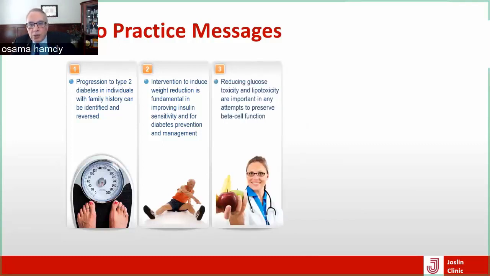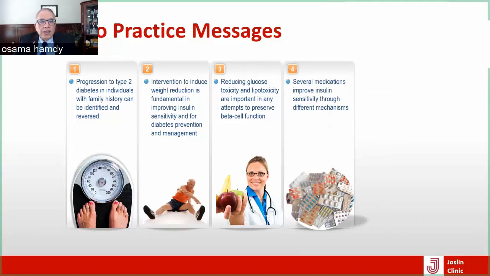Reducing glucose toxicity and lipotoxicity is very important, because if you enter that stage, there is no way to return from beta cell dysfunction. So you need something to reduce free fatty acids, as I mentioned, in many ways, and you need to prevent going from hyperglycemia into glucose toxicity and severe glucose toxicity. And then several medications, as I mentioned, improve insulin sensitivity through different mechanisms, either directly by increased fatty acid oxidation or accumulation of free fatty acid inside the fat cell, or by eliminating glucose from circulation.